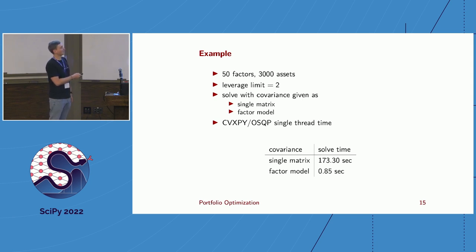But then the factor model just solves in under a second on your laptop, one core single thread with open source solvers. So I think that's a good way of seeing you can solve real world problems on your machine without having super expensive equipment or super high computation power, even the 3,000 asset one, which is quite a lot.